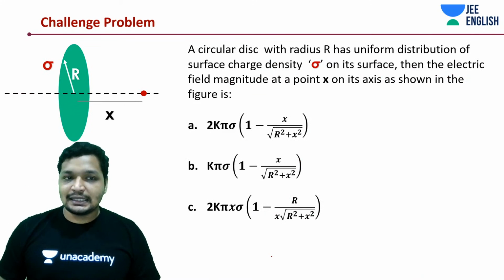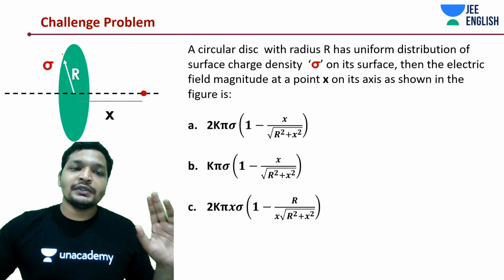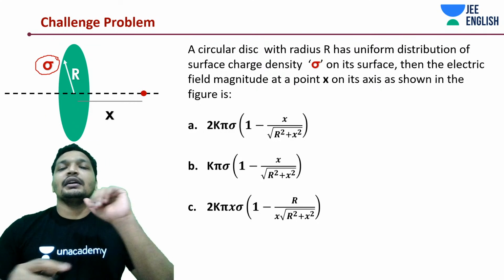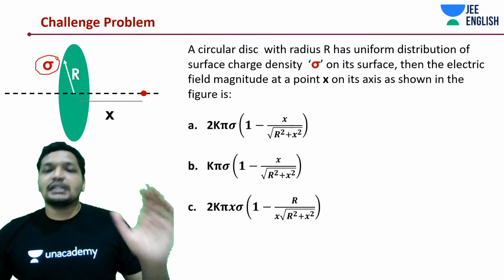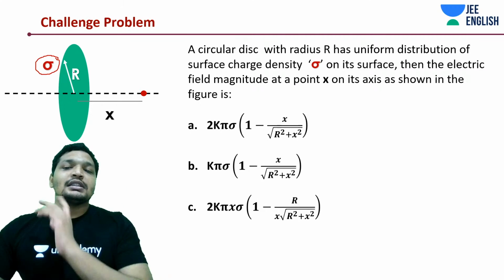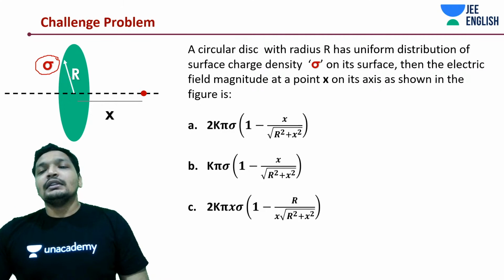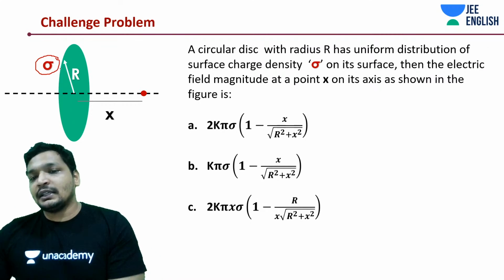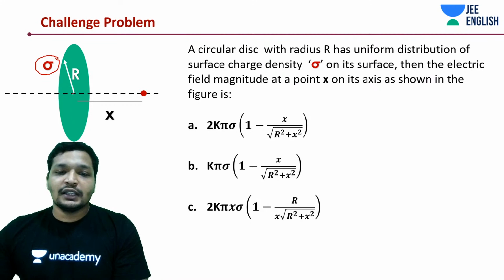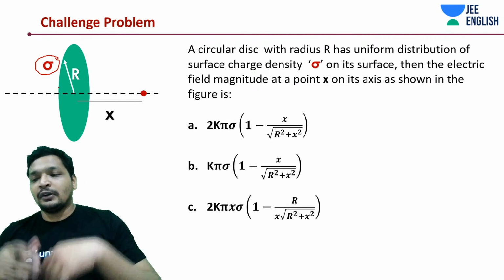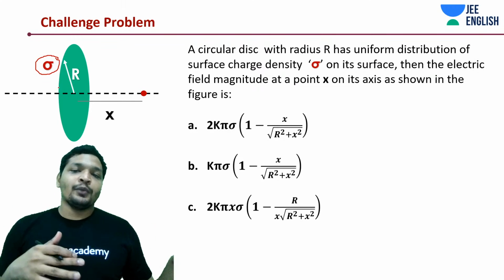Let's say there's a disk and it has a uniform charge density sigma, areal charge density or surface charge density sigma on its surface. Then the electric field at a point x on its axis, as shown in the figure. There are only 3 options I could do because I was not able to accommodate more options. But try to work on your own first of all.